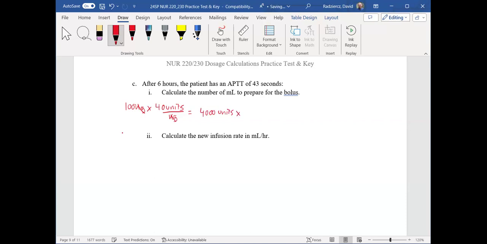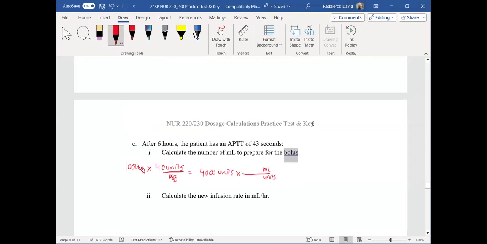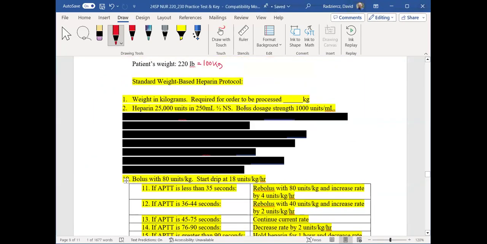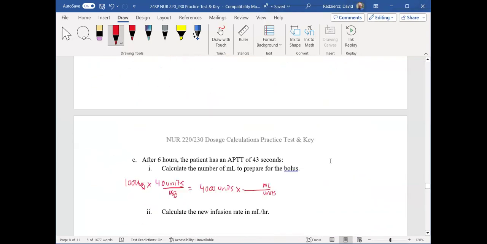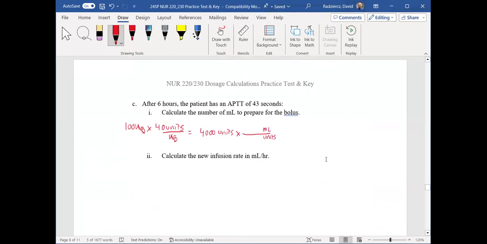Then I'm going to convert that from units to milliliters. And what am I going to use? I'm going to use that same bolus dose, because what are we calculating? Calculating a bolus. So I'm looking, it's the same available. So it's still the 1,000 units per milliliter. So that doesn't change. The only reason that would change is if for some reason someone changed the stuff in the protocol. So that shouldn't change. So your answer would be 4 milliliters. Okay.